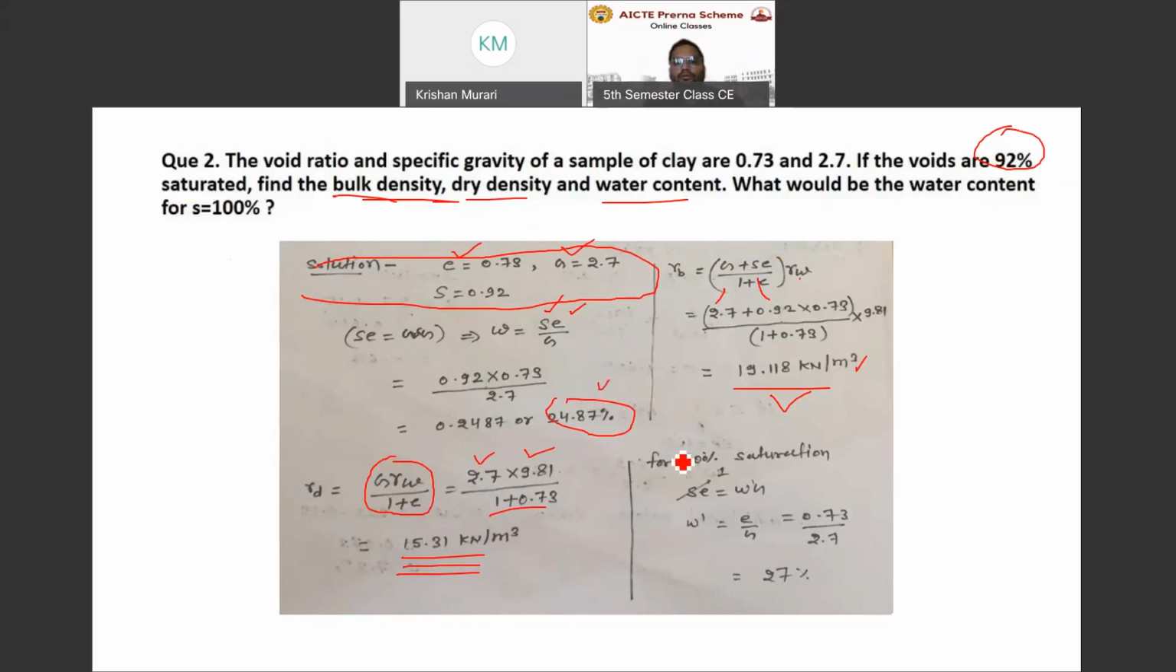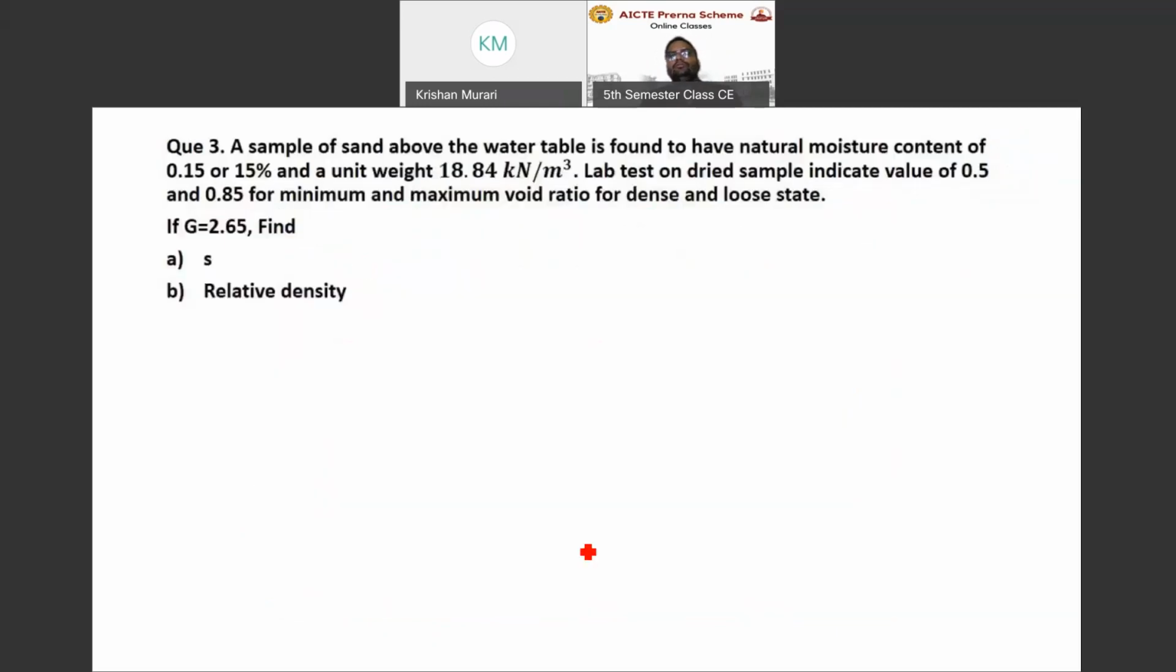Okay. Now the last question is, what would be the water content as S equals 100%? If the degree of saturation is 100%, then what is the water content? Here put the value of S equals 1, because 100% saturation means the voids are completely filled with water. Then S value is 1. So you have to calculate the value of water content in that particular case. e by G, that is 0.73 upon 2.7. That is 27%. Okay. Any problem? You have to solve it and calculate all the values.